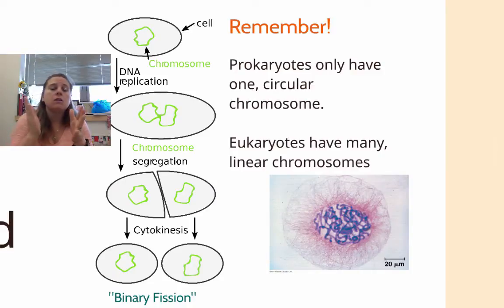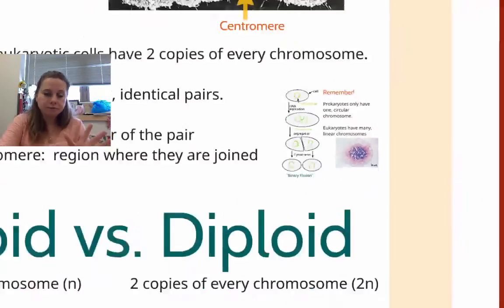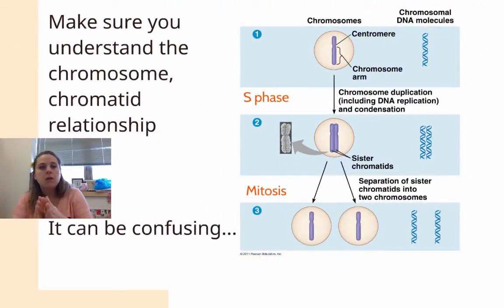So for prokaryotes, their process is a little different. They replicate that circular chromosome and go through cytokinesis to divide. That's binary fission. It's a little different from the process of mitosis. So just keep that in mind.